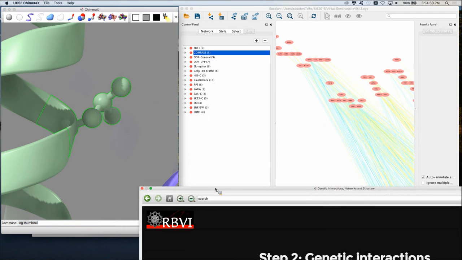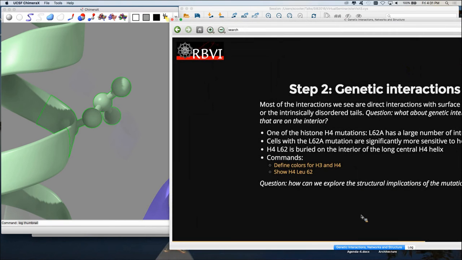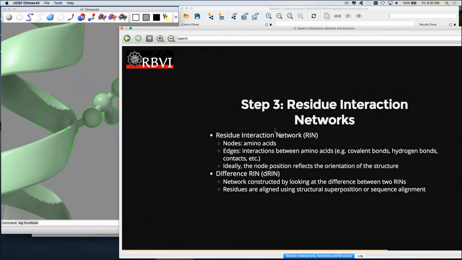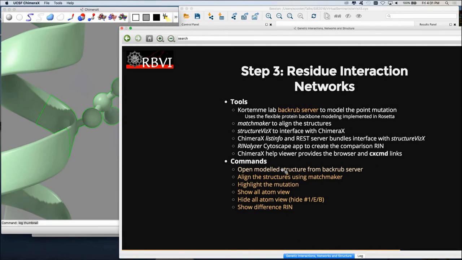Okay, so let's take a look at this particular side chain. Now, this has a very strong genetic interaction. If we look at this, what you'll see is it interacts with a large number of genes. All right. What's interesting about it is that it's down in the middle of an alpha helix buried inside of the structure. So if we look at this in more detail, what I'm going to do is open a modeled structure. Let me zoom back out.